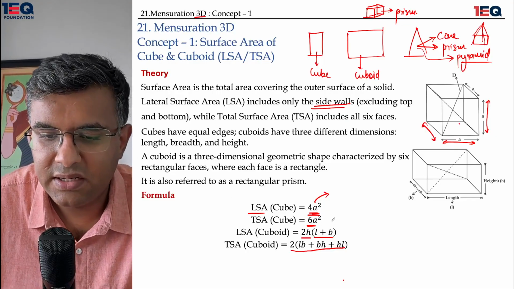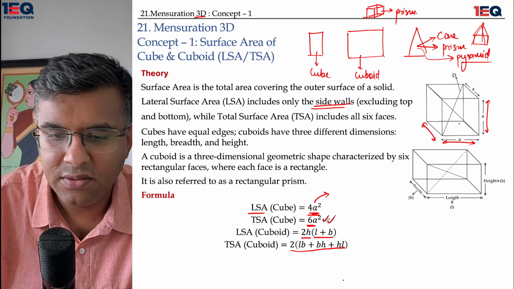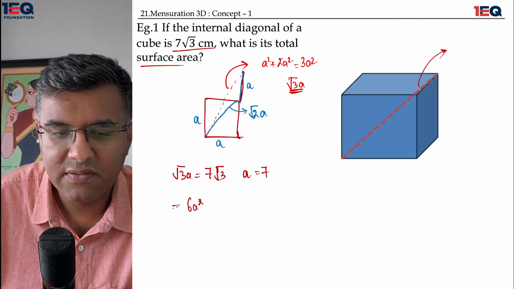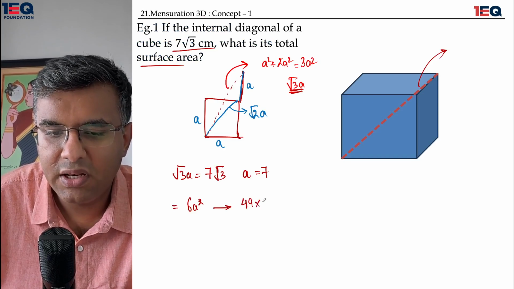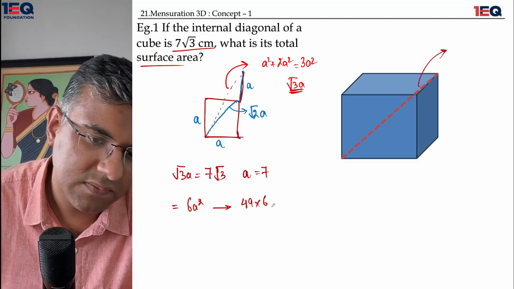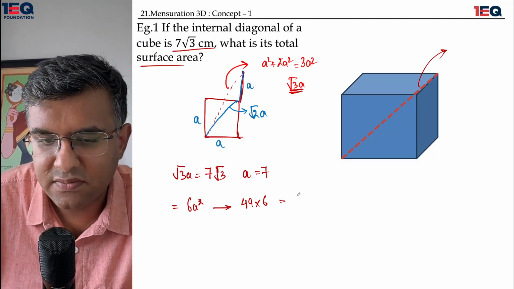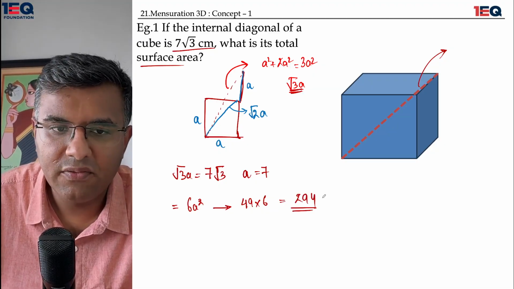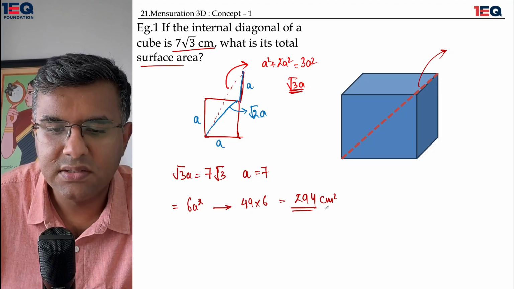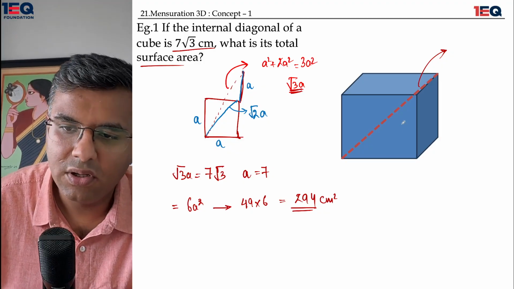So here is the TSA of the cube which we'll be using in the question. 6A square is the formula that I need to use. A square is nothing but 49. 49 into 6 needs to be calculated. This would become 300 minus 6, which is equal to 294. So 294 centimeter square is the total surface area of the cube.